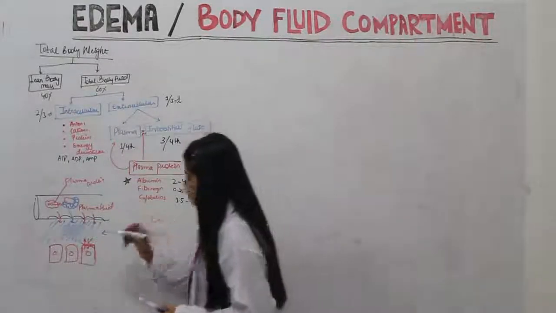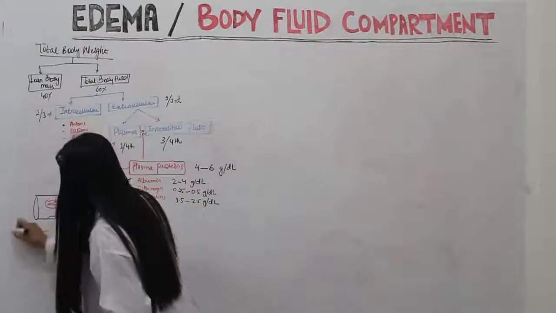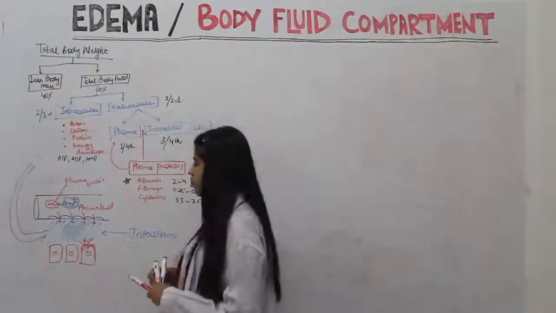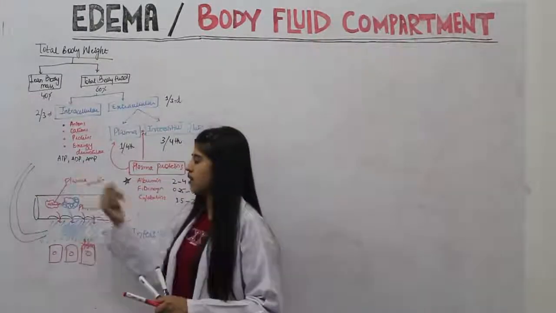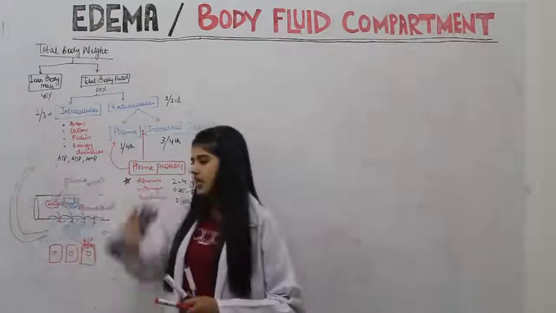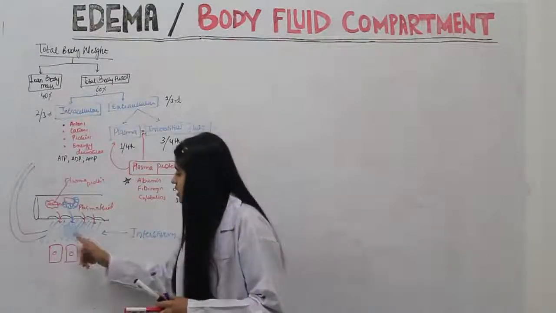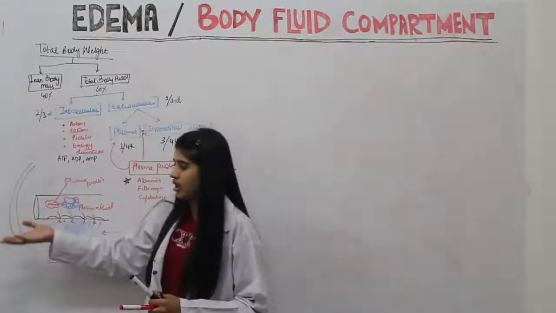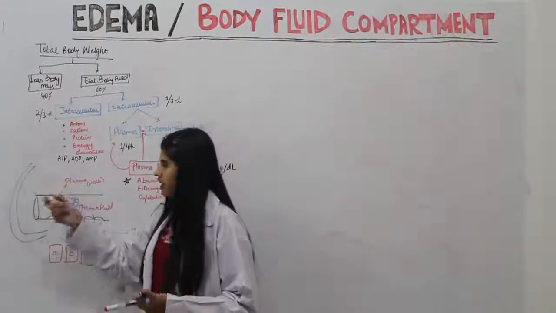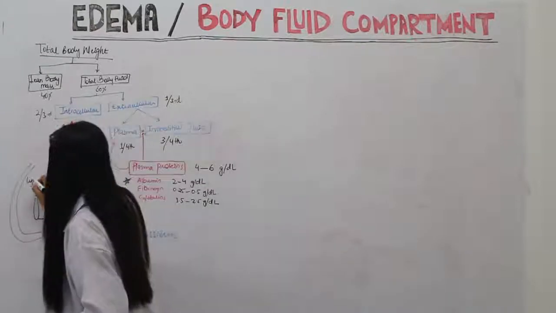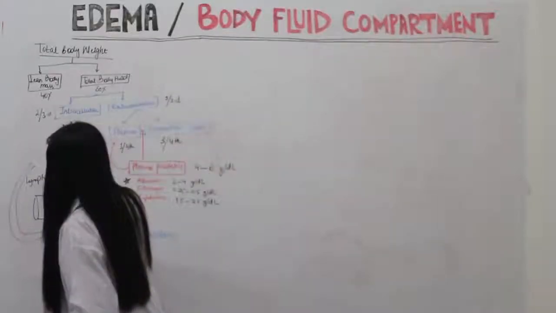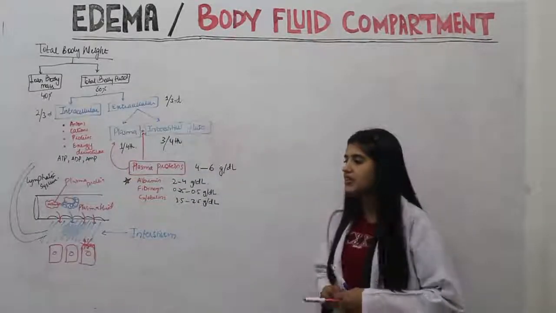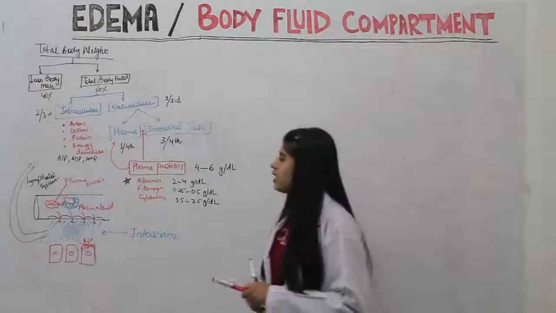And what is the interstitial fluid? How does it go? If there is water or fluid, it comes and goes. How does it go out? It goes out by the lymphatic system, which drains into the right subclavian vein.